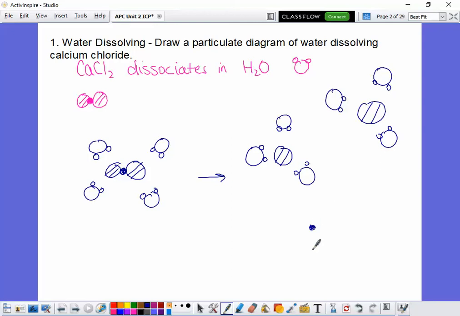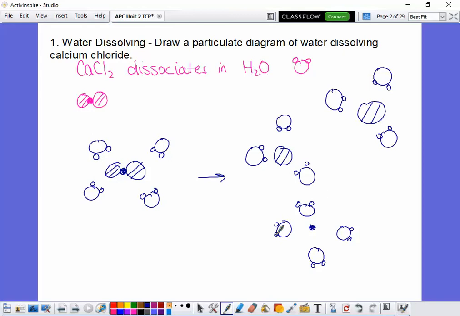How are the water molecules going to arrange around the calcium? Oxygen towards it. So we get that interaction. But all those ions are surrounded by water molecules. And we have more than just one formula unit of this calcium chloride dissolved in water. We have a lot of it, right?